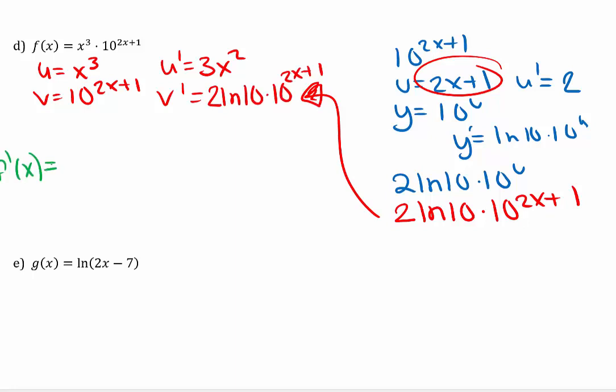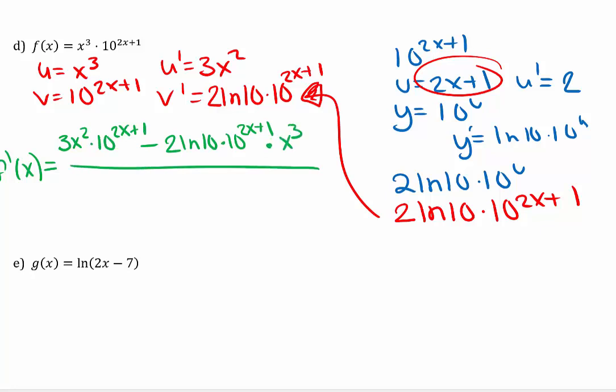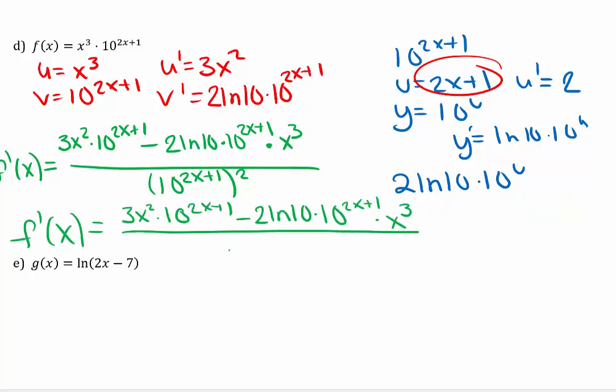Then using the quotient rule, I take u prime times v minus v prime times u, and this is all over v squared. Now, there's not actually much we can do to simplify this derivative. It's pretty ugly. I guess if we wanted to simplify, we could multiply the exponents in the denominator, and that would give you a 10 to the 4x plus 2 in the denominator. You could do some factoring in the numerator, but I don't think that's necessary. And so that ugly derivative, that is our final answer here.